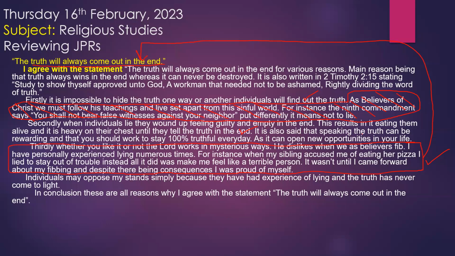It is also said that speaking the truth can be rewarding, that you should work to stay 100% truthful every day, as it can open new opportunities. We don't care that it opens up new opportunities, Yolanda. We don't care about that. What we're trying to figure out is why you believe that the truth would always come out in the end. We don't care that it's rewarding. What we're trying to figure out is why the truth will always come out in the end, not the benefits of telling the truth.